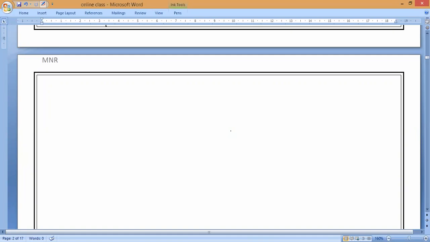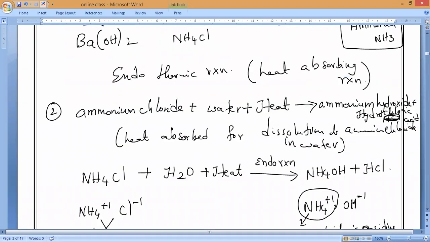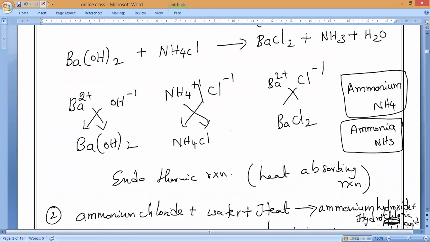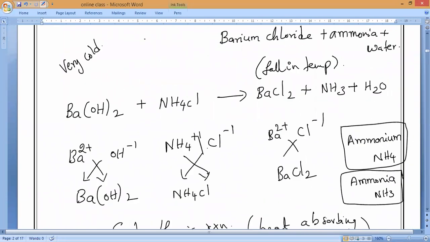What do you feel? Is it the exothermic or endothermic reaction they are asking? You can observe very carefully and tell me. Endothermic, sir. Endothermic. Very good. Why is it endothermic? Just now we studied. Ammonium chloride, sir. Another one is what? Hydroxide. Barium hydroxide. Is it the same or not?